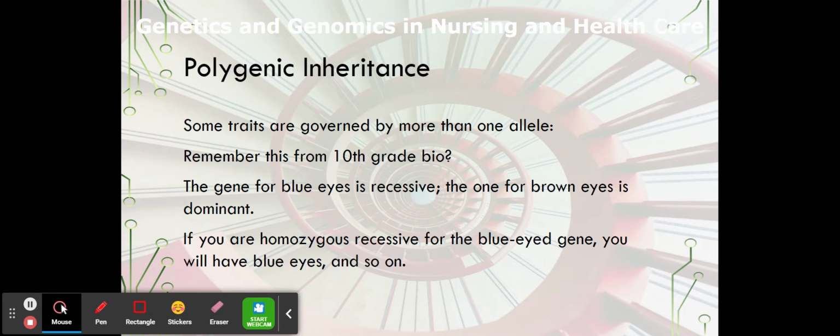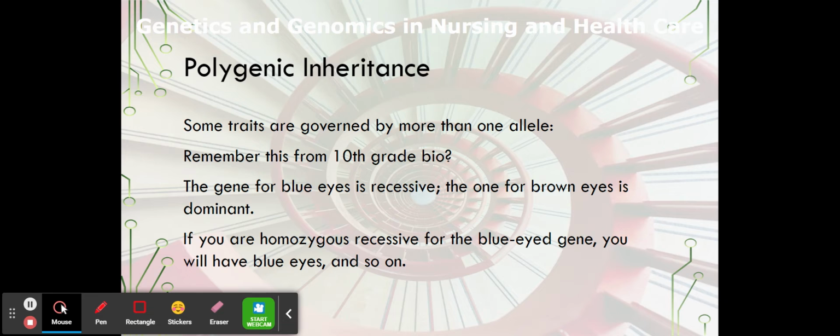Remember the scenario from 10th grade bio? The gene for blue eyes is recessive, the one for brown eyes is dominant. You have to be homozygous recessive for the blue eyed gene to have blue eyes. If you have a brown eyed gene, you will always have brown eyes because brown is dominant and it will always express itself. And then some joker in the class would say, but I have green eyes and my mom has hazel eyes. And what about people with one brown eye and one blue eye?